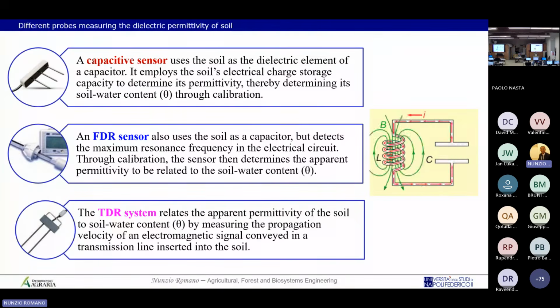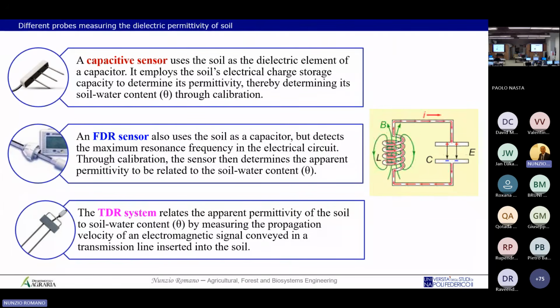I think that every one of you knows the TDR. The TDR again measures the apparent electrical permittivity of soil, but what is measured is the velocity of the propagation of the electromagnetic signal that moves into the probe, the transmission line of the probe.